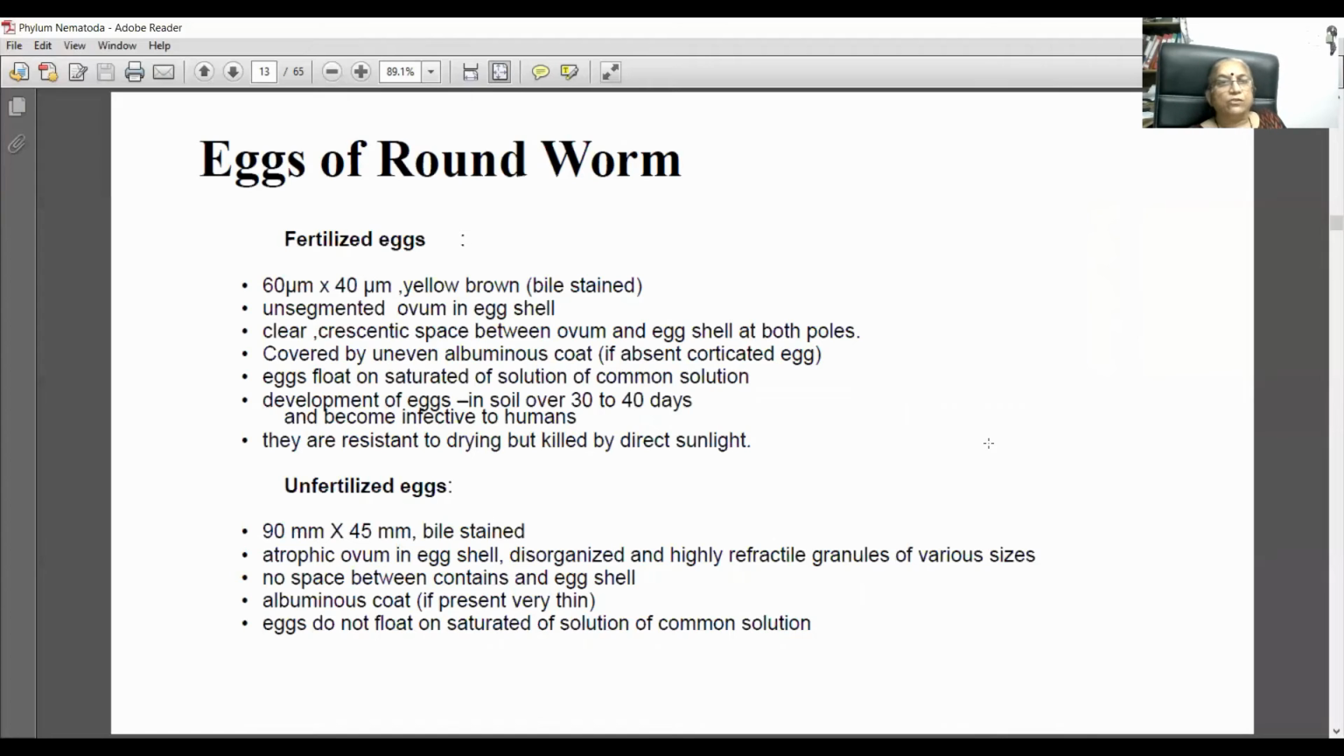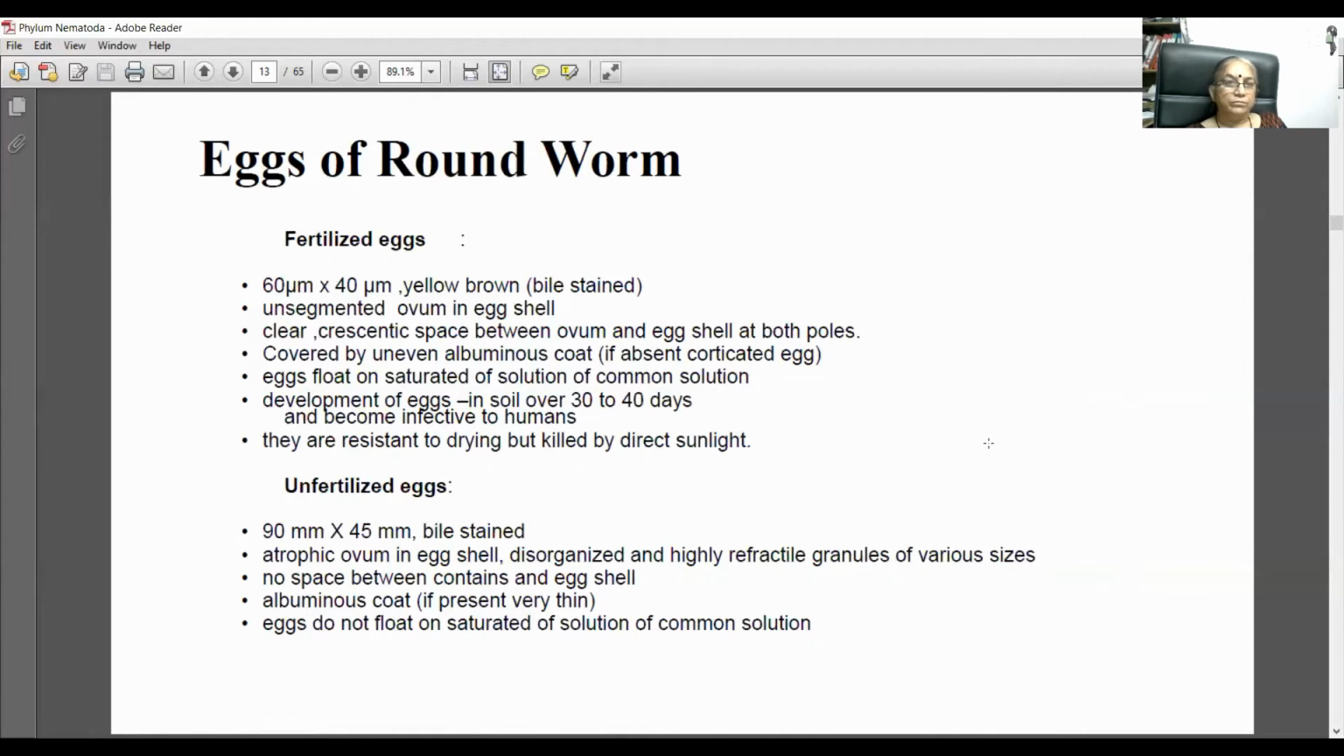Now, these eggs of roundworms, I had told you that they are fertilized and unfertilized. Now, how can you differentiate? That depends upon the size of the egg. The fertilized eggs are smaller than the unfertilized eggs. 60 micrometers by 40 micrometers is the size of the egg. They are yellowish brown in color because they are bile-stained.